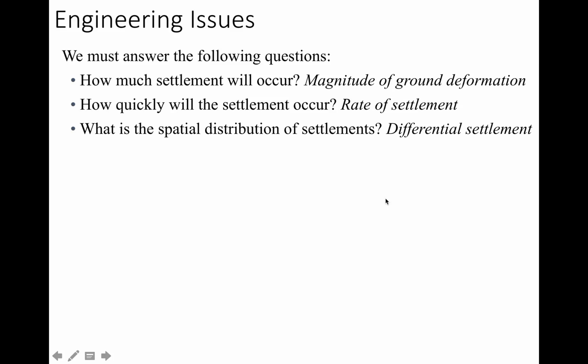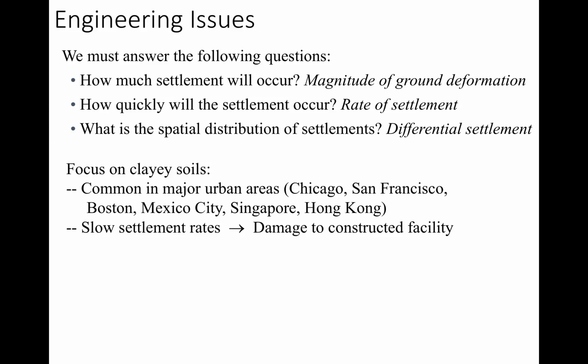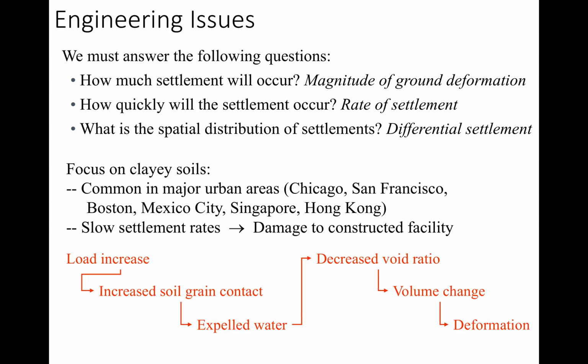So once again, we said that we need to ask questions such as how much settlement, the magnitude of ground deformation, how quickly will the settlement occur, that's the rate, and what is the spatial distribution of the settlements, differential settlement. We're mostly focusing on clay soils because they're common in a lot of major urban areas, Chicago, San Francisco, Boston, Mexico City, Singapore, Hong Kong, and slow settlement rates can damage constructed facilities.